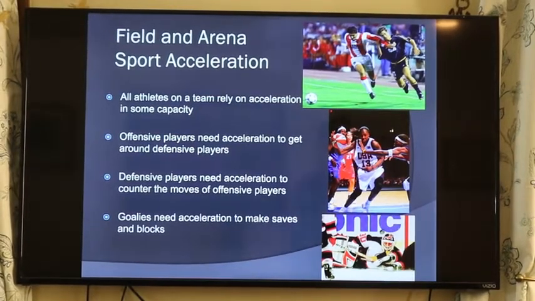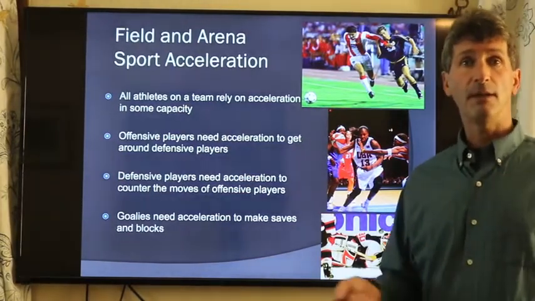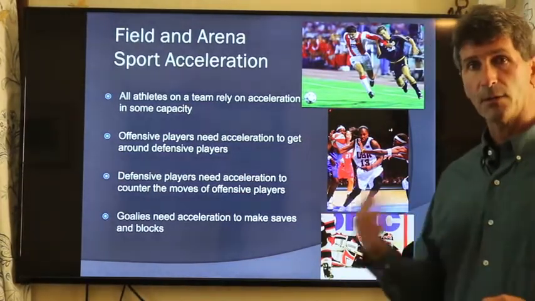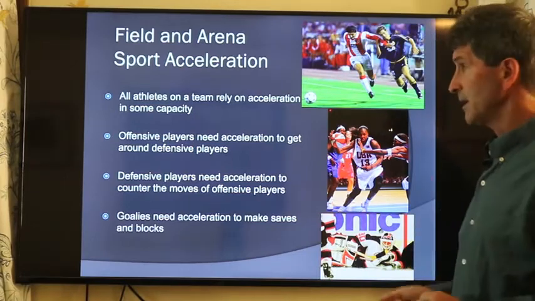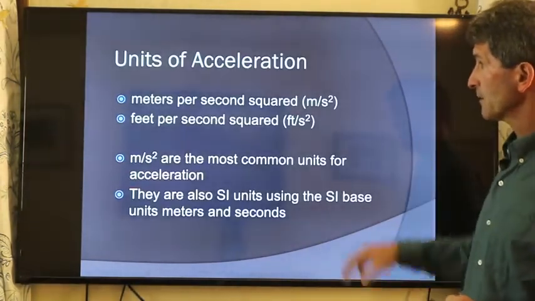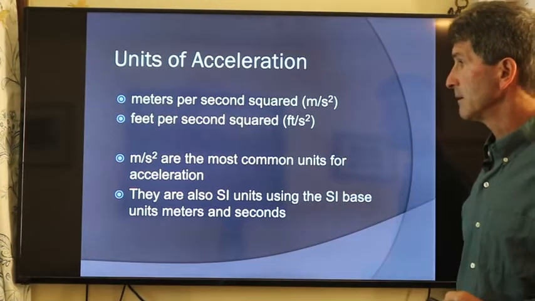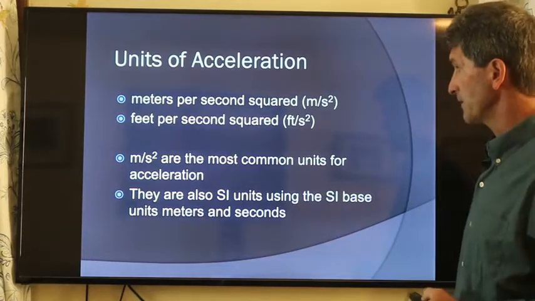The ability to speed up and slow down allows you to evade your opponent. If you're on offense, you can quickly get around the defense. If you're on defense, you can quickly get around the offense. Units for acceleration: meters per second squared in SI units. In US customary units, it's feet per second squared.